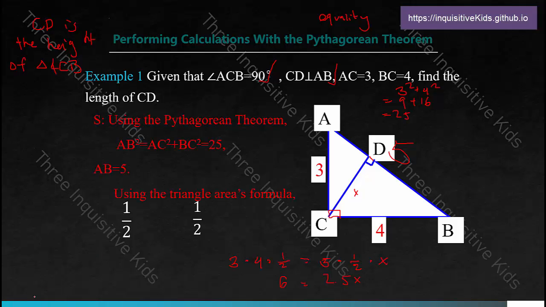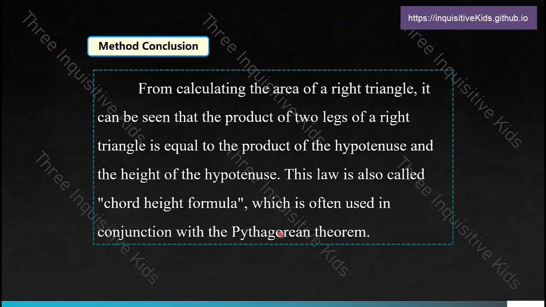Let's look at the solution right here. Using the Pythagorean theorem, AB squared is equal to AC squared plus BC squared, which is 25. So AB equals 5. Using the triangle's area formula, which is 1/2 AC times BC equals 1/2 AB times CD, we know that CD is 12/5.